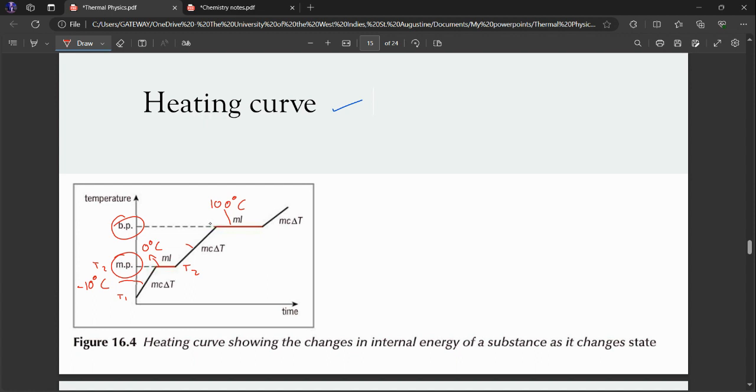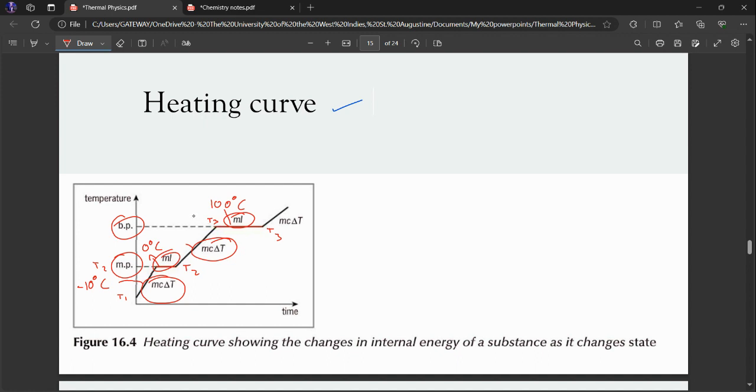So here you could say this is T3. Over here, at this time, you will also have T3. So you do have a change in temperature there for this flat line. But from T2 to T3 you have a change in temperature, so you can use mc delta T. Whenever you have a change in temperature, you can use mc delta T. When you do have a change in state, you can use ML, mass by specific latent heat.